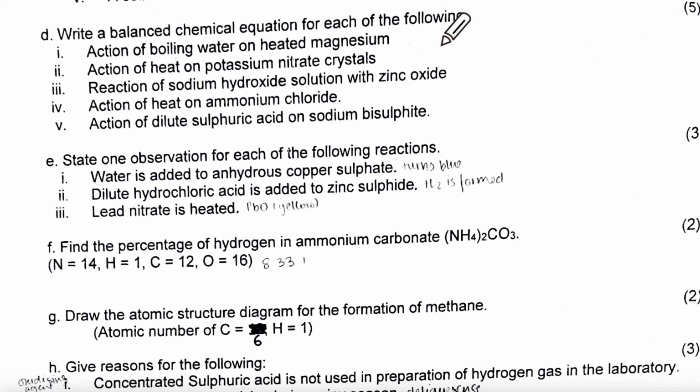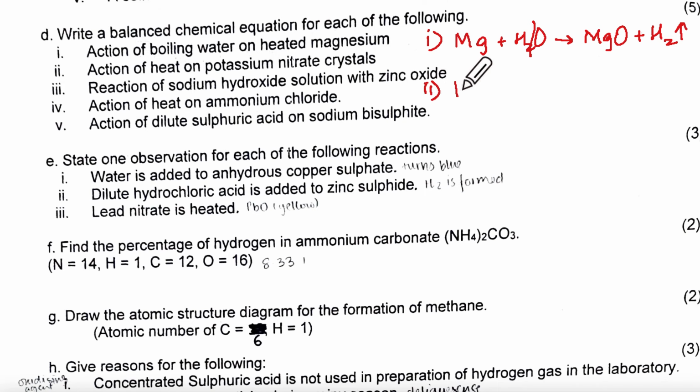Balanced chemical equation. What is the first one saying? Boiled water on heated Mg. So Mg plus H2O. What is the reaction? It is able to split. Mg is an active metal. It is going to split H2O like this. Did you get this right?